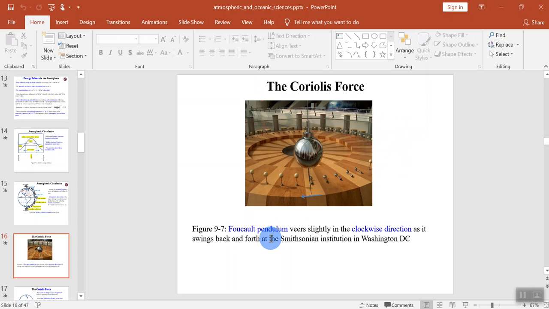Here I'm showing the Foucault pendulum. It swings back and forth, and then due to Earth's rotation, it veers slightly, slowly, clockwise. Okay? So it hits those pins that fall. You see these pins are falling with time, but slowly. It's swinging back and forth. This is at the Smithsonian.